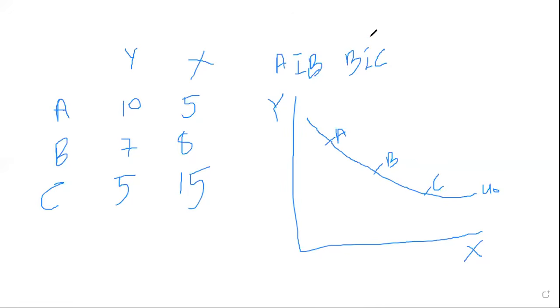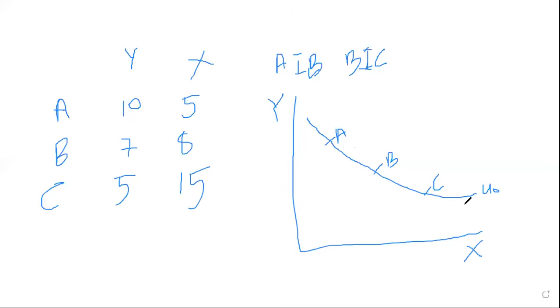The name stems from the fact that the consumer is indifferent between A and B, and also indifferent between B and C, hence the name indifference curve. An indifference curve is the locus of the combinations of commodity bundles that yield the same level of satisfaction to the consumer. Every combination on this curve yields the same level of satisfaction. So that's what an indifference curve is.